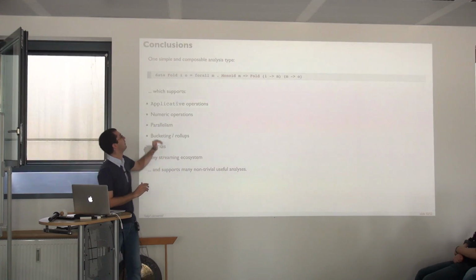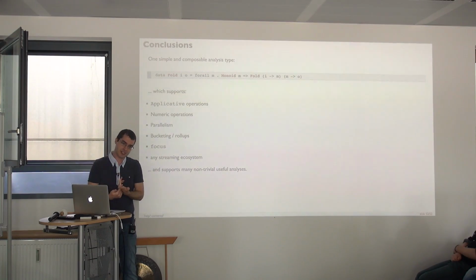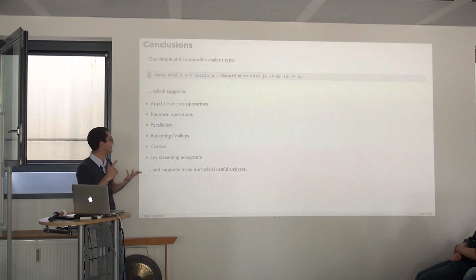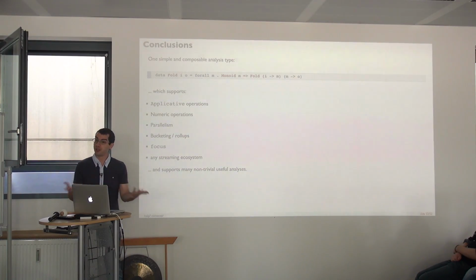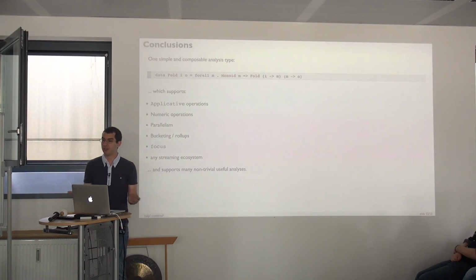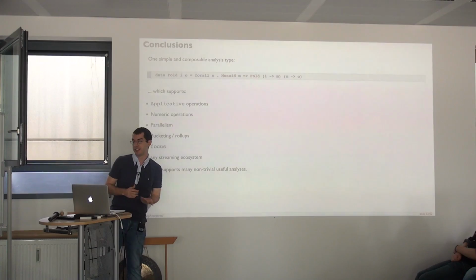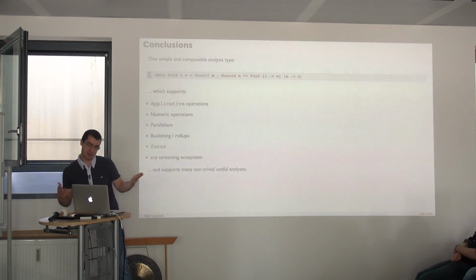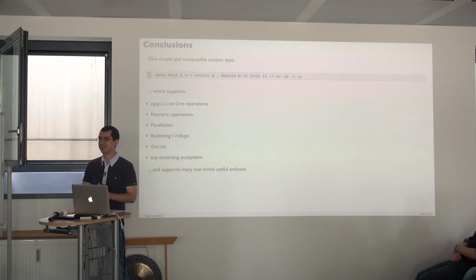So I want to conclude by saying we can have one very simple but composable type. It supports applicative operations, numeric operations, parallelism, bucketing and rollups, focusing, and it's portable to any streaming ecosystem. So you don't have to pick or buy into a particular streaming library. And it supports many non-trivial useful analyses. And it'll support more if people can port things from Scala's algebra library to Haskell. And so I think that concludes my talk.